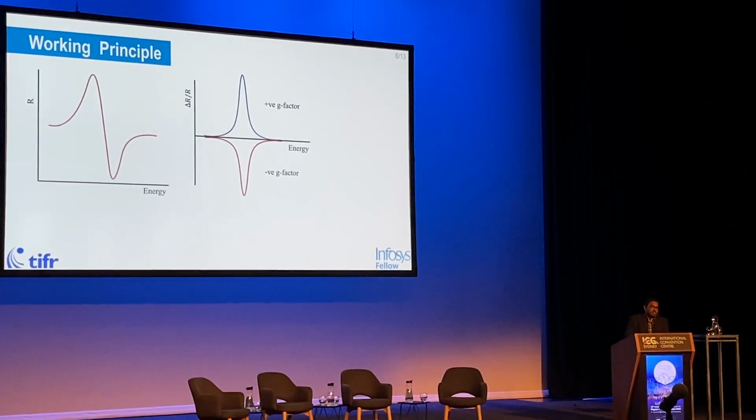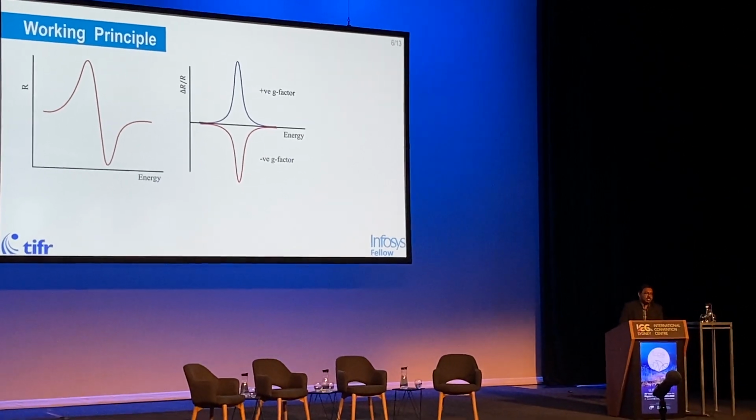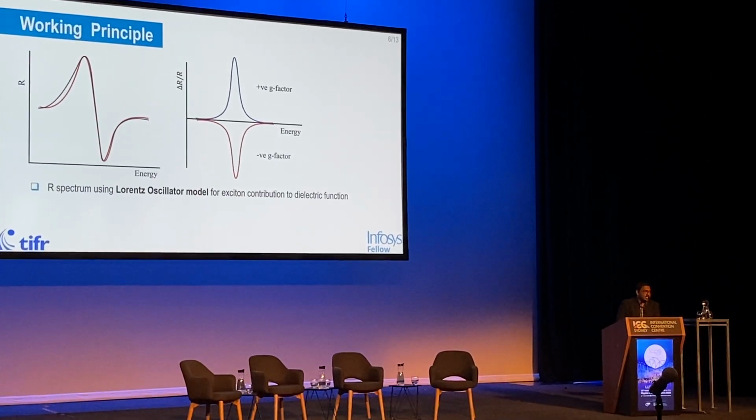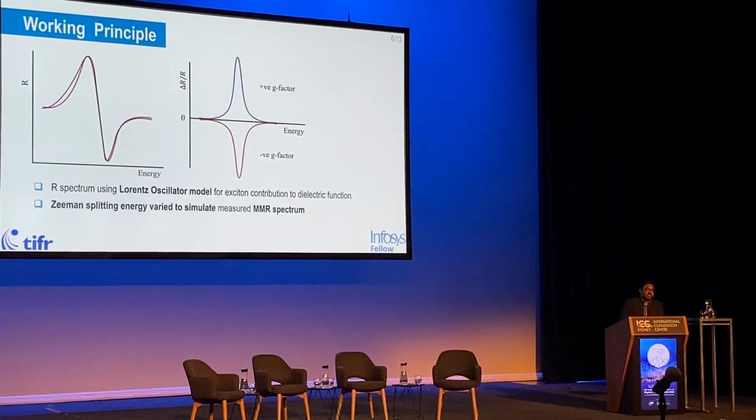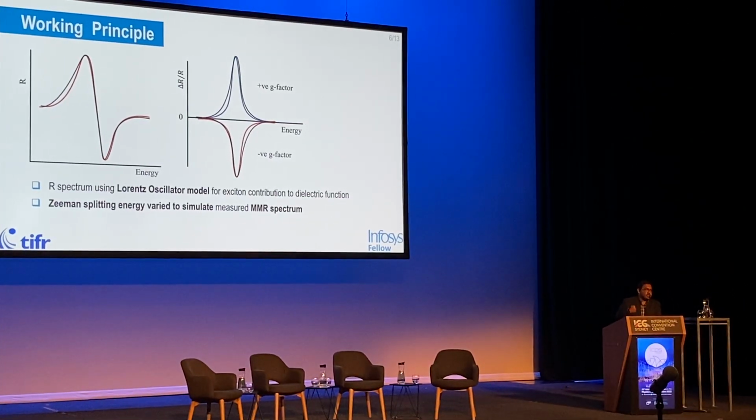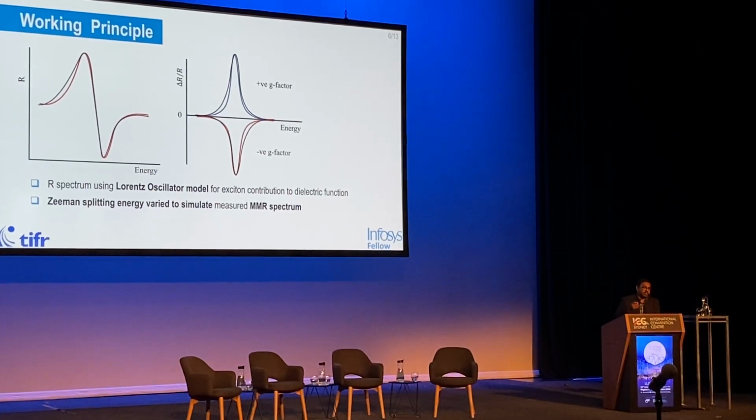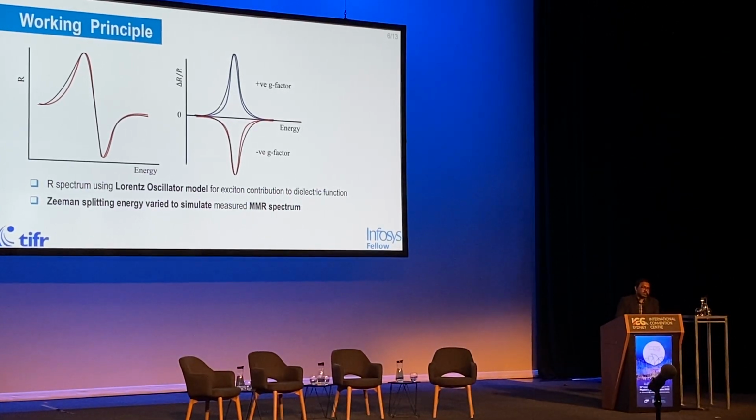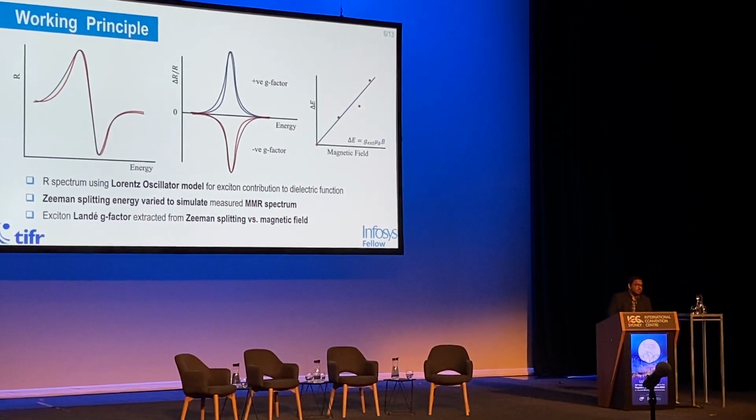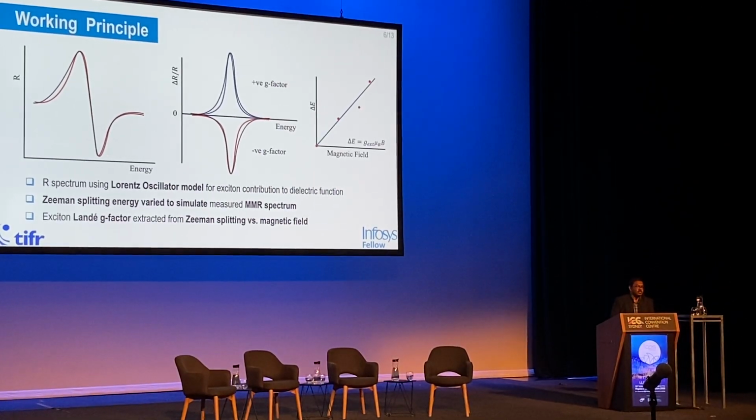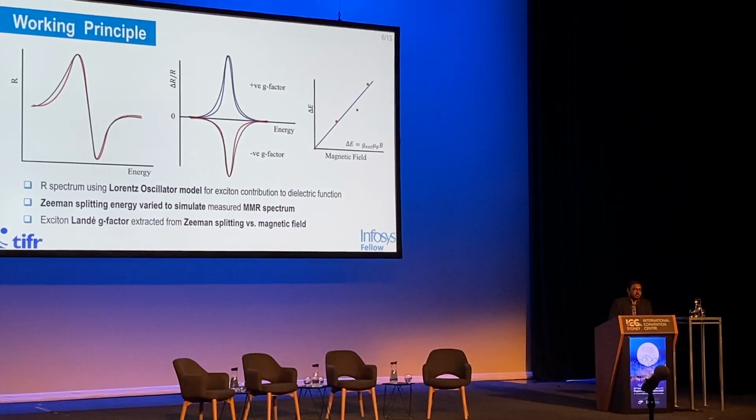So how do we extract these G factors? We initially simulate this R spectrum using a Lorentz oscillator model of the exciton contribution to the dielectric function, and then we artificially put delta E, the Zeeman splitting, into this R spectrum and try to simulate this MMR spectrum. From that you get delta E and you plot it against magnetic field. From the slope you get the G factor.